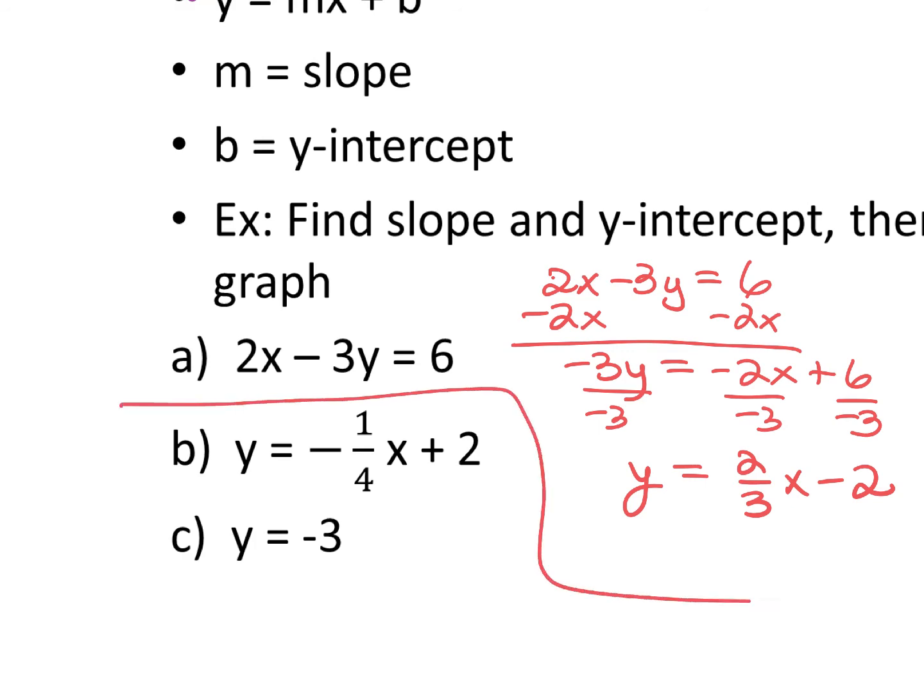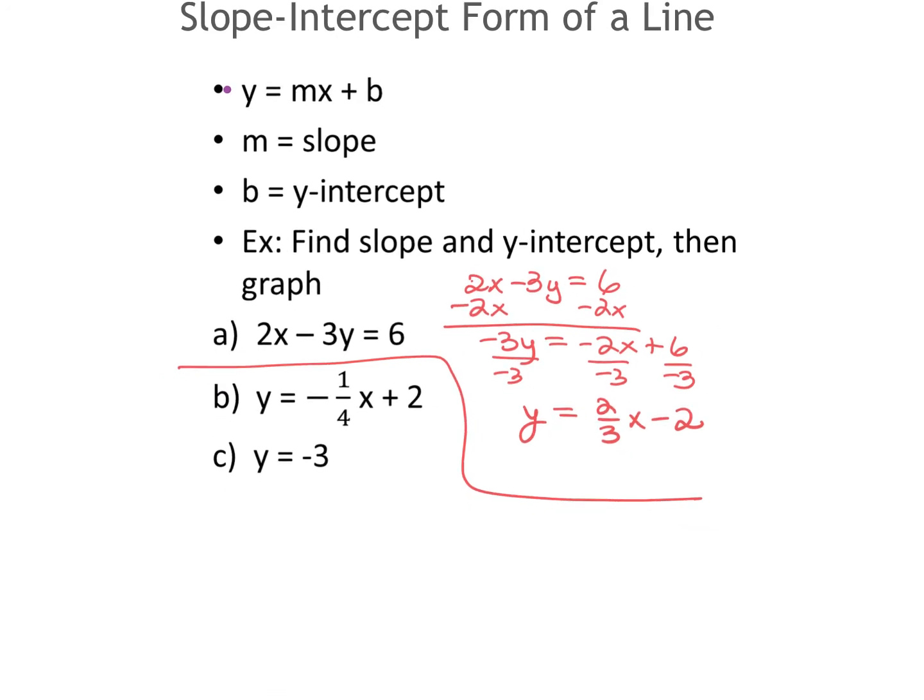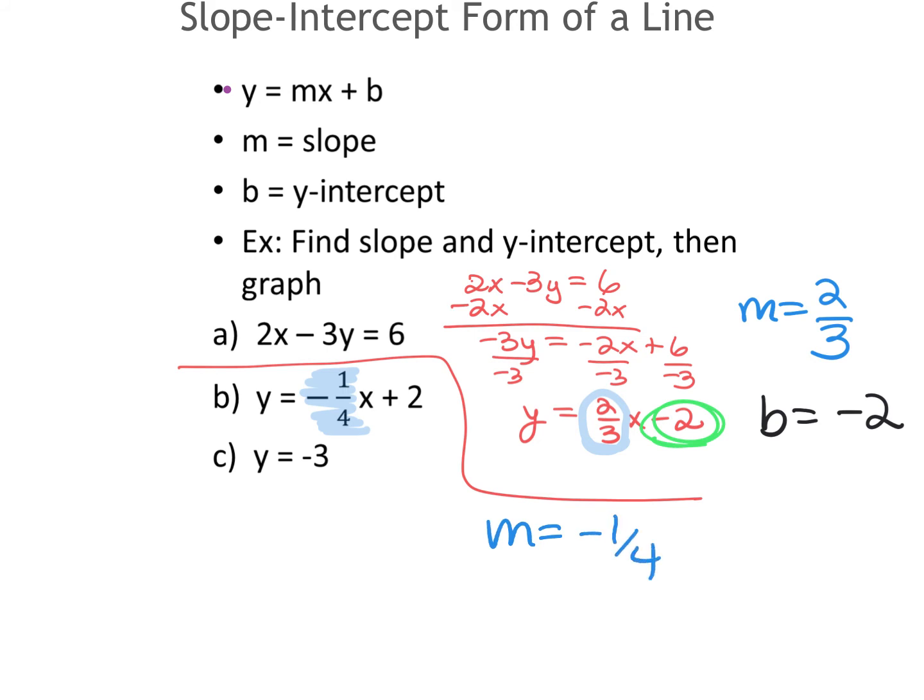So for part A here, again, remember the number in front of x when it's in y equals mx plus b form, that's my slope. So my m, or my slope, is 2/3. And then my b is over here at the end, and my y-intercept is negative 2. The next one's already in the correct form, so all I've got to do is pull the slope from the front. So the slope of this part B is negative 1/4. And the y-intercept, or my b here, is positive 2.